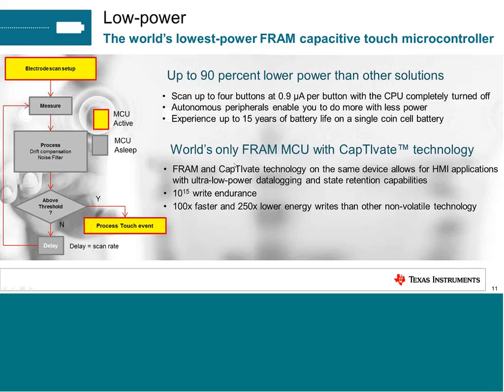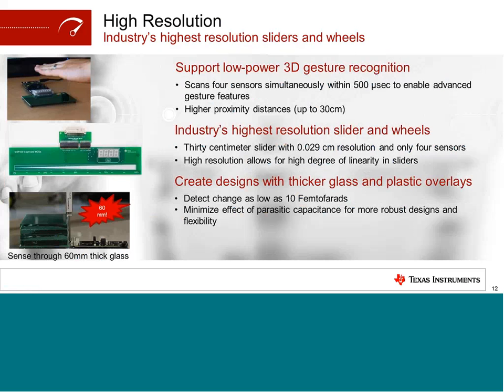The next element is high resolution. Because of the high resolution, we can detect less than 10 femtofarads of changes, which allows you to do thicker glass design and also plastic overlays. You're able to do support for 3D gestures. By 3D gestures, I mean the initial video I showed of a person waving their hand in front of the sensor, so you can get gestures like wave left, wave right, wave up, wave down using CapTIvate. And we can also have high proximity sensing distances with the CapTIvate technology.